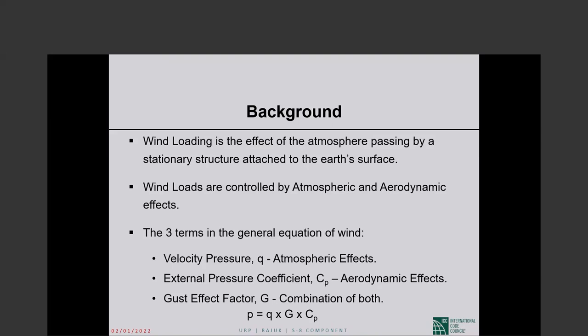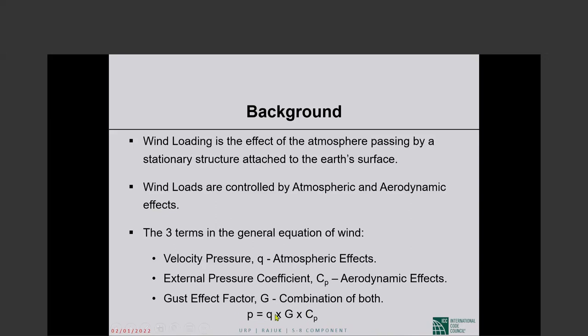The three terms in the general equation for wind, you will see, is the basis of most things we do. p, the wind pressure, is equal to q, the velocity pressure as we call it, times G, the gust effect factor, and C_p, the external pressure coefficient.